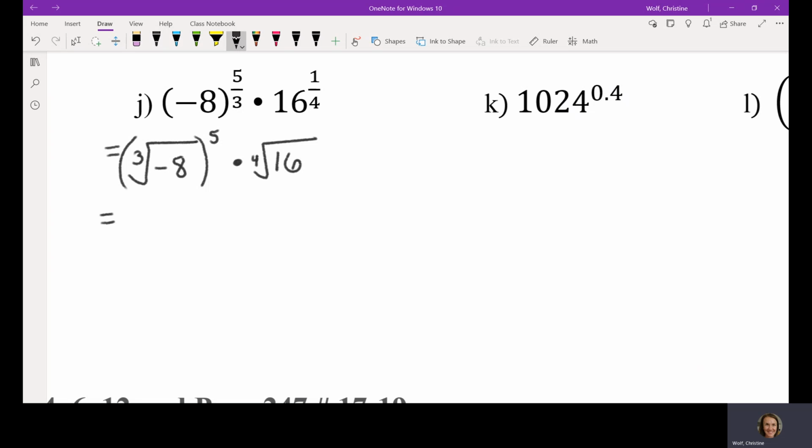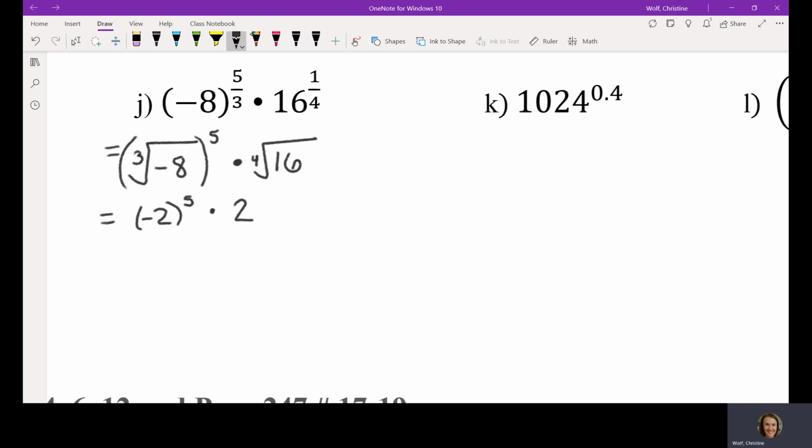Are we allowed to cube root a negative? Yes. The answer is -2, to the power of 5. Then my next guy is the 4th root of 16. So what times what times what times what? 4 times in a row gives me 16, and it's just a nice big 2.